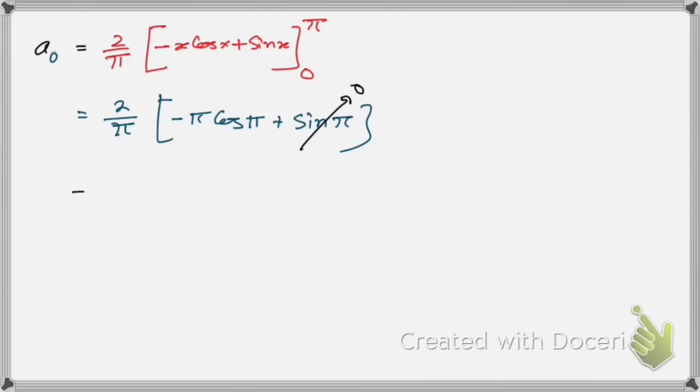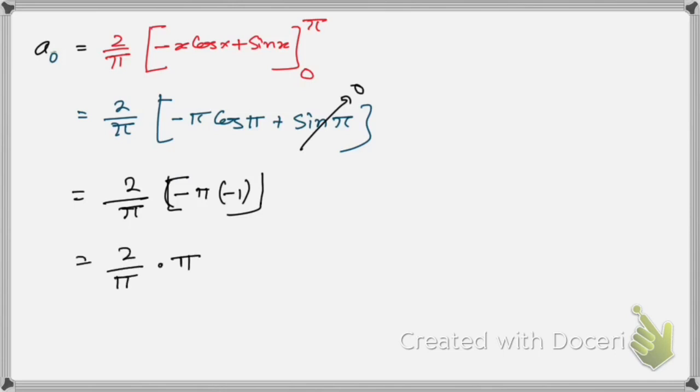That's why our result is going to be equal to 2 by pi into minus pi cos pi. Cos pi is equal to minus 1 to the power 1, that is nothing but minus 1, right? So cos pi is minus 1, and this is going to be 2 by pi into plus pi, and pi is gone. So a naught is equal to 2. We have got the value of a naught is equal to 2, right? So hope you have understood this.